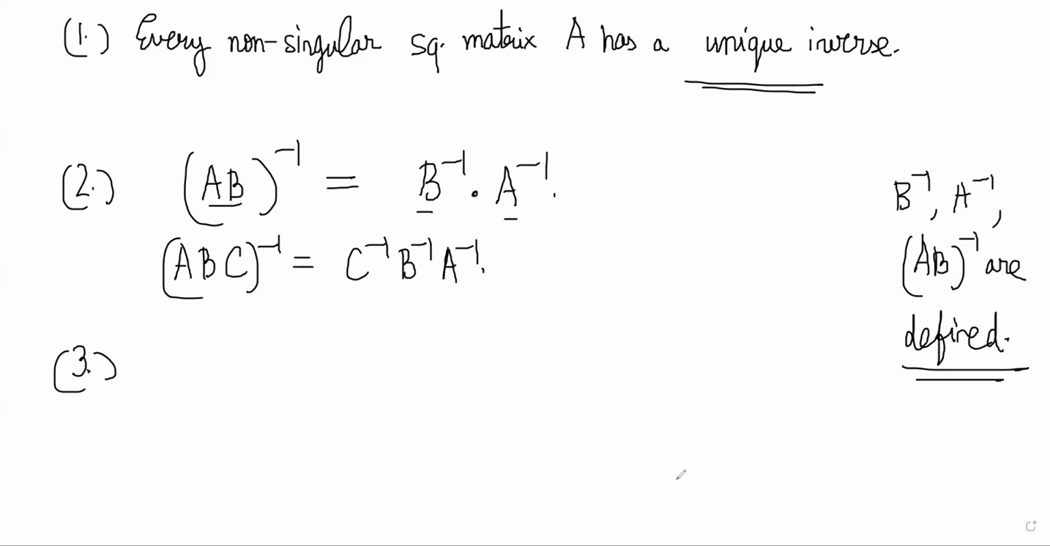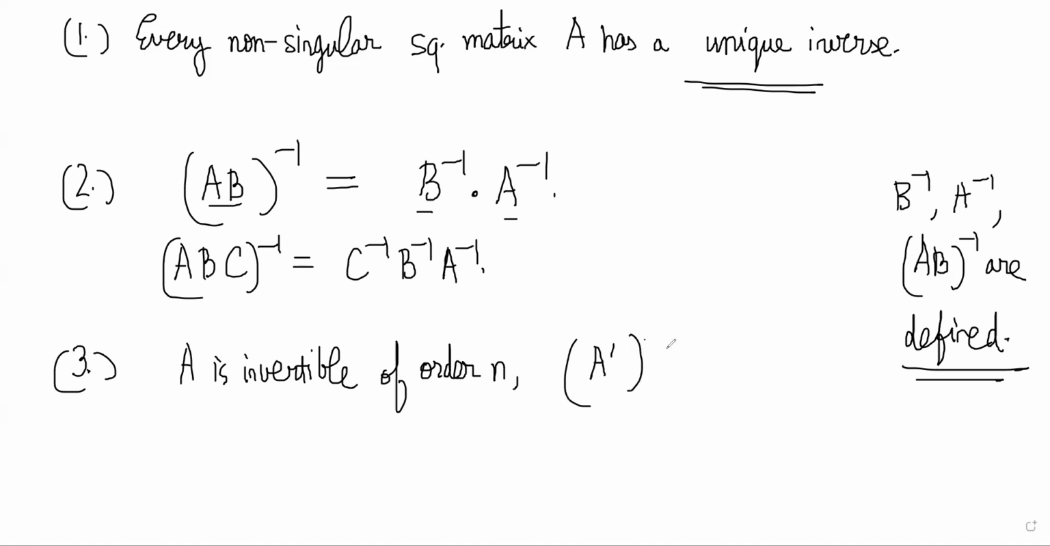The third property is that if A is an invertible matrix of order n, then A transpose inverse is equal to A inverse transpose. This is very important because it means that we can interchange the transpose and inverse operations easily. There is no issue in that. So how do we prove that? You can take a 2 cross 2 matrix and prove it, or you can prove it normally also.